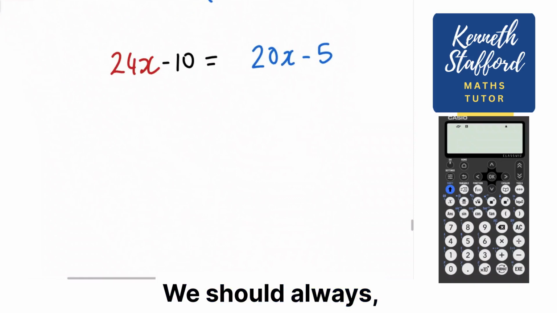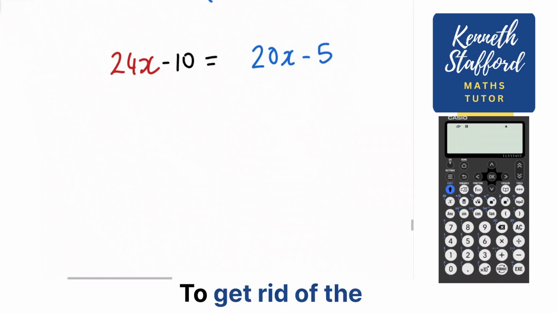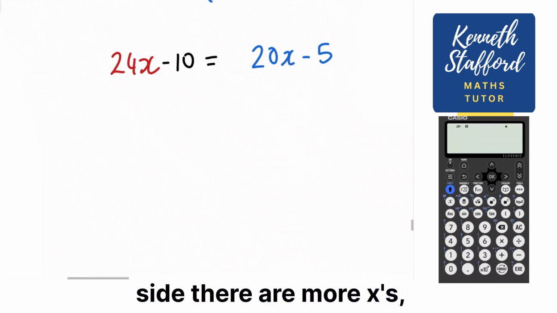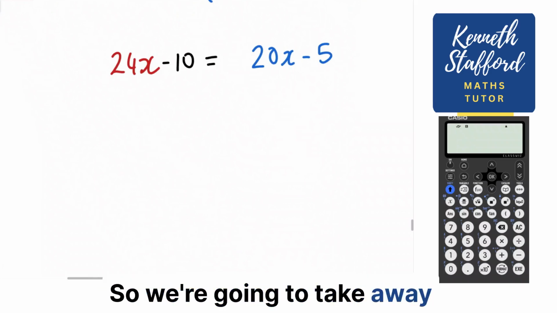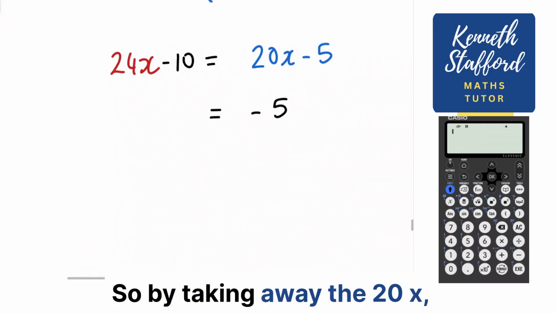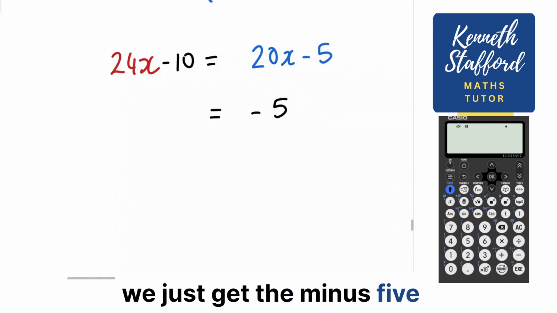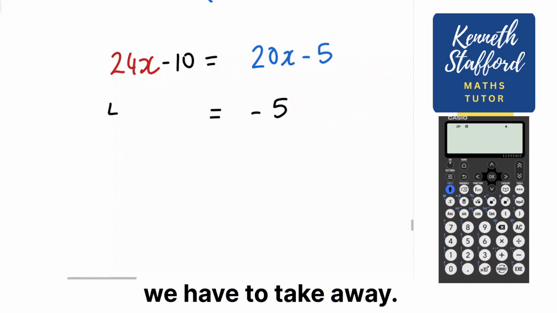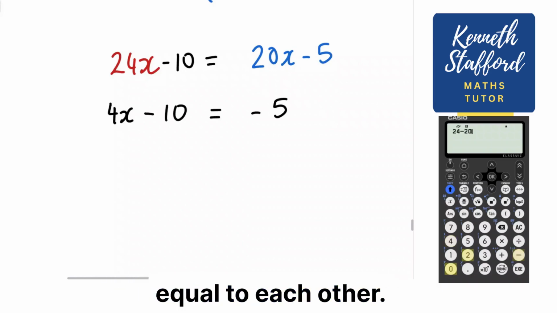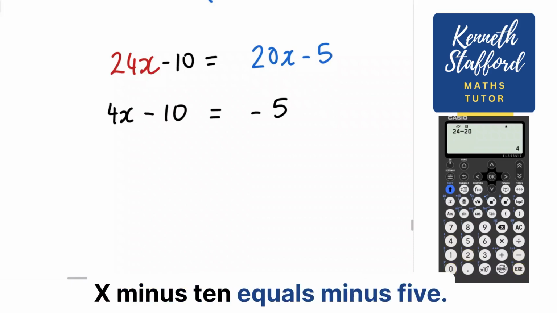When we get an equation like this where there's x's on both sides, we should always do all the x's first. To get rid of the x's on one side, you've got to figure out which side there are more x's. There are more on the left, so we're going to take away the 20x from the right. So by taking away the 20x, we just get the minus 5. We have to take away 20x from the left, otherwise they're no longer equal to each other. So we get 4x minus 10 equals minus 5.